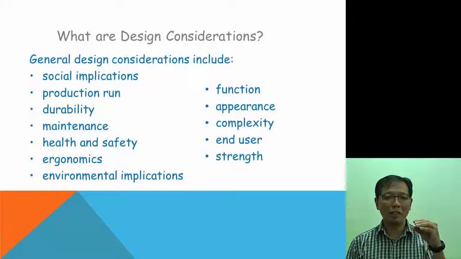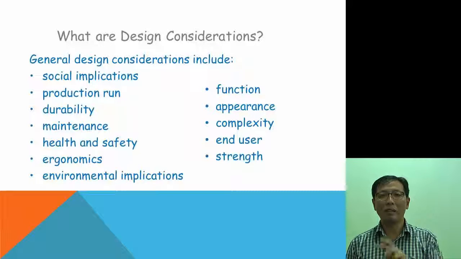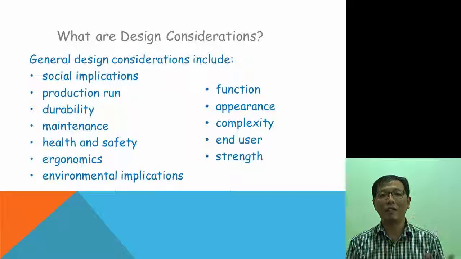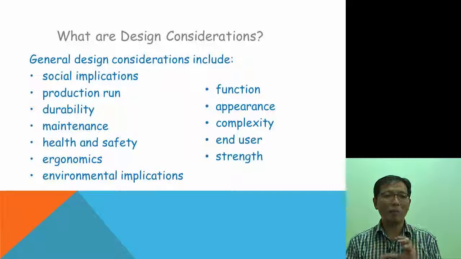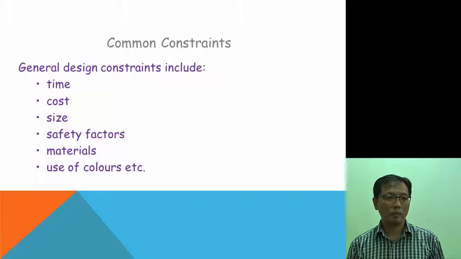Next is about function, appearance, complexity, the end user, and the strength. These are other considerations that will affect how you design your product. If I want my product to be very, very reliable, it will take a very rugged outlook. If I want something simple, it's very simple. So these are design considerations.